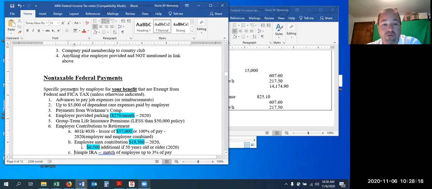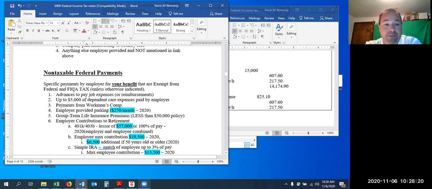Here are a few things that are non-taxable federal payments. So these aren't necessarily wages that you get. These are just money that comes to you, perhaps.